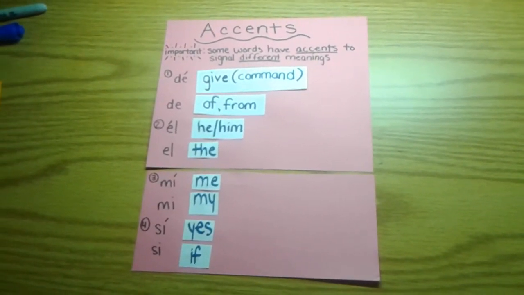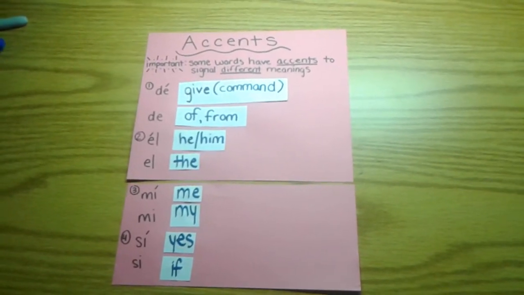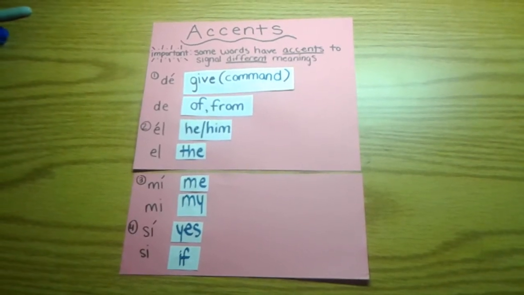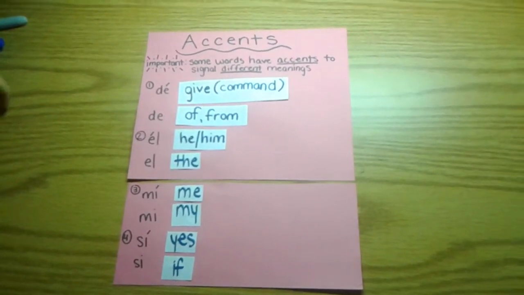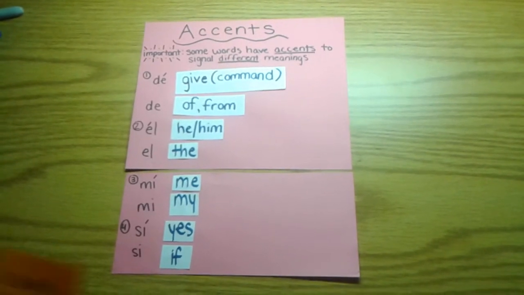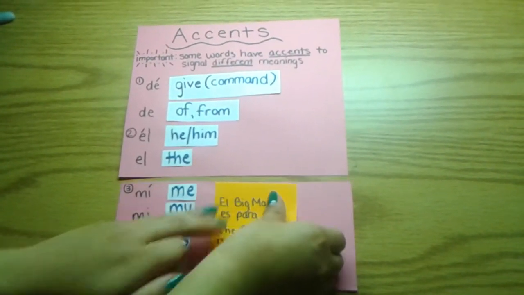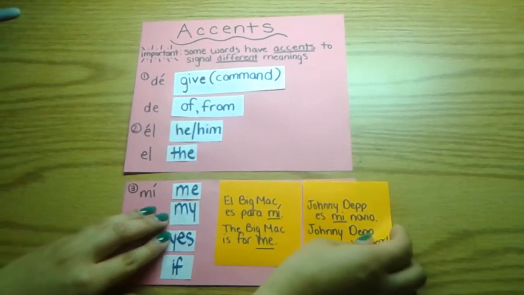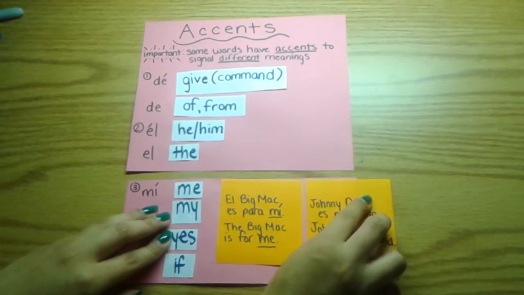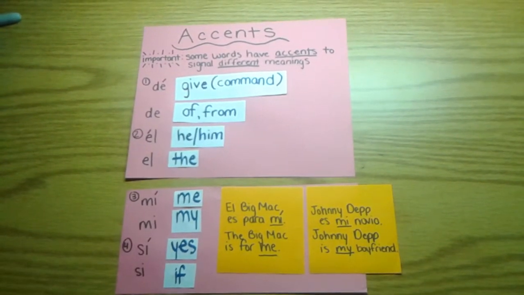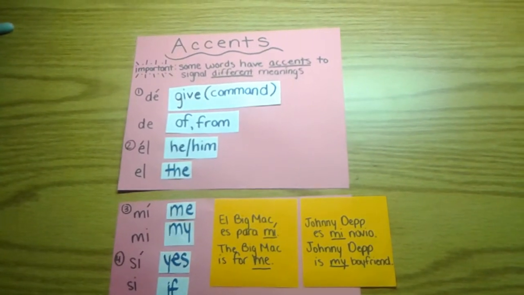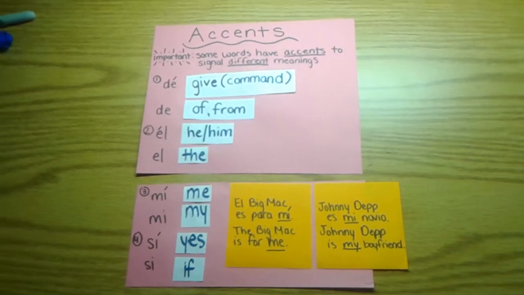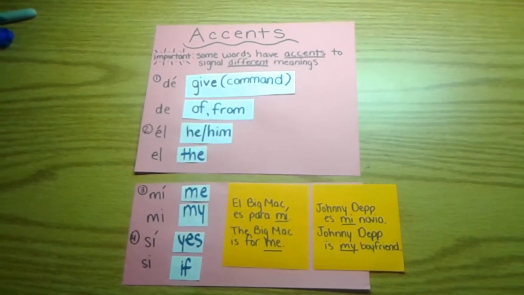So go over each definition. Pay special attention to number 3, mí and mi, which, to refresh our memory, is El Big Mac es para mí, the Big Mac is for me, and Johnny Depp es mi novio. Johnny Depp is my boyfriend. Pay special attention to those, make 10 sentences, and refer back to each definition of the word. See you tomorrow.